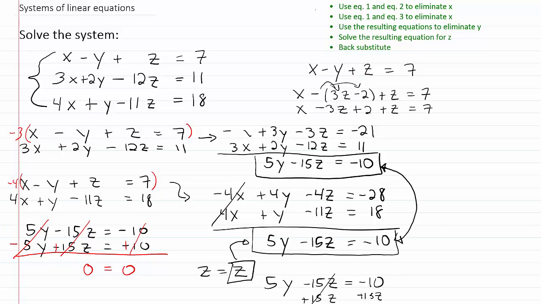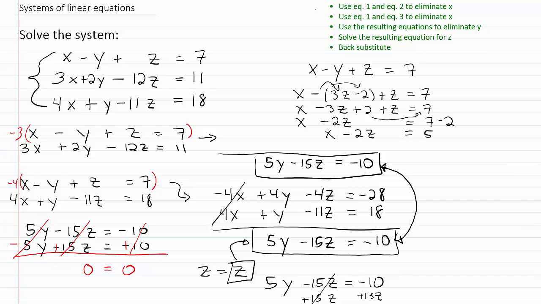Giving myself a little room to work here. That will lead to the idea that x, if we add negative 3z and positive z, we get minus 2z. And if we bring the 2 over here, it becomes negative 2, so it'll be equal to 7 minus 2. So we have x minus 2z is equal to 5. And then finally, if I bring the 2z over with the 5, I'll get the idea that x is equal to positive 2z plus 5.